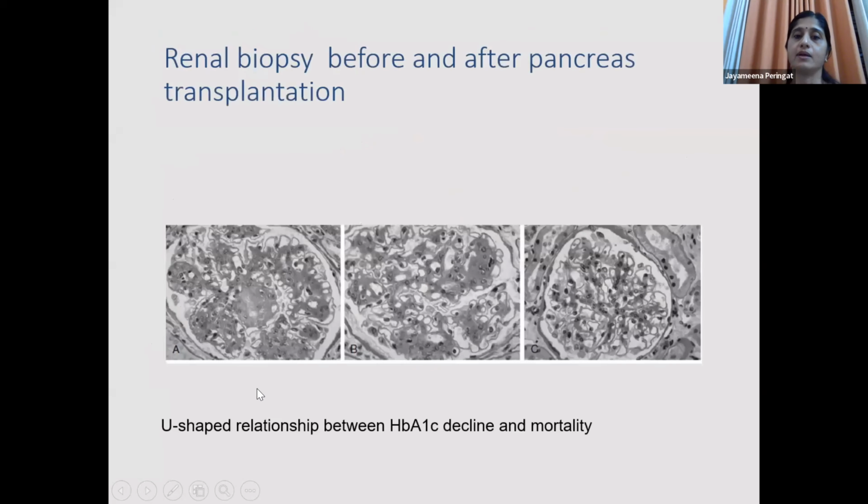See, you can see this is the sclerotic glomeruli. After pancreas transplantation, you can see the histological changes, and you can see this is almost resolved. And this is what happens after achieving euglycemia.